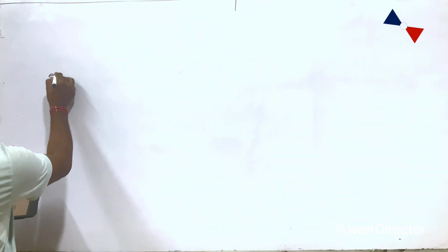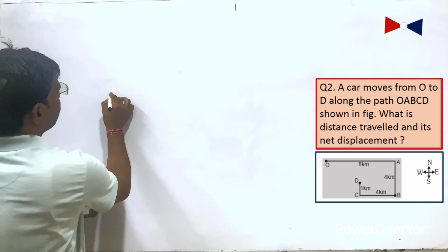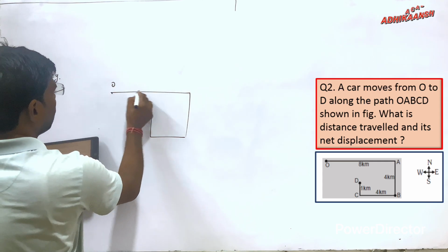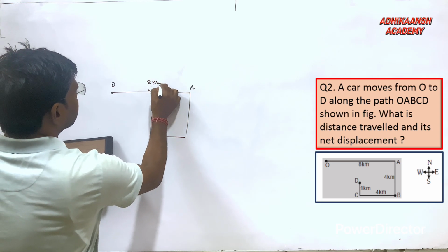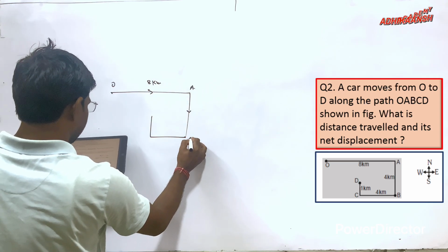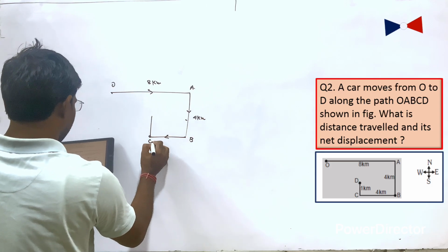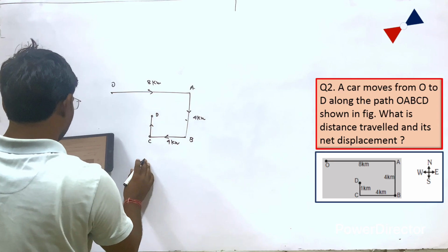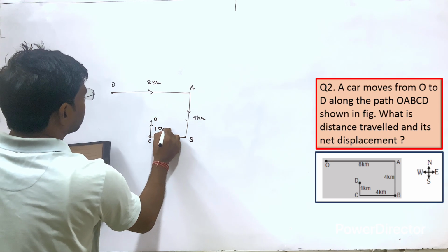Also, this is the second question in which you have to find the distance and the displacement, and this is the figure of the question, right? You start from O to A, it moved for 8 kilometer, then A to B, it moved for 4 kilometer, then B to C, it moved 4 kilometer again, and finally it reaches the point D, and this point D is at 1 kilometer, right?